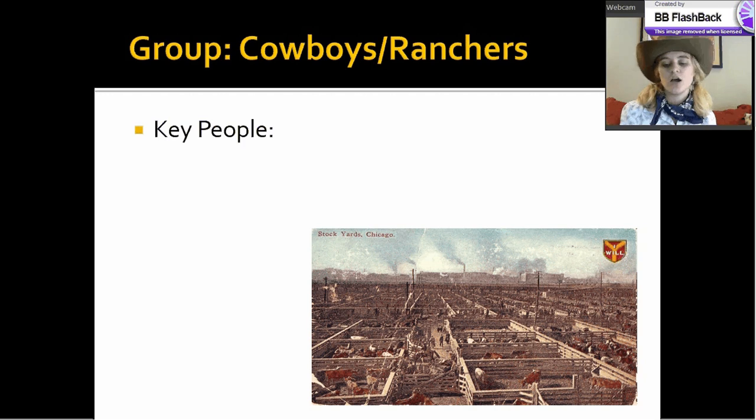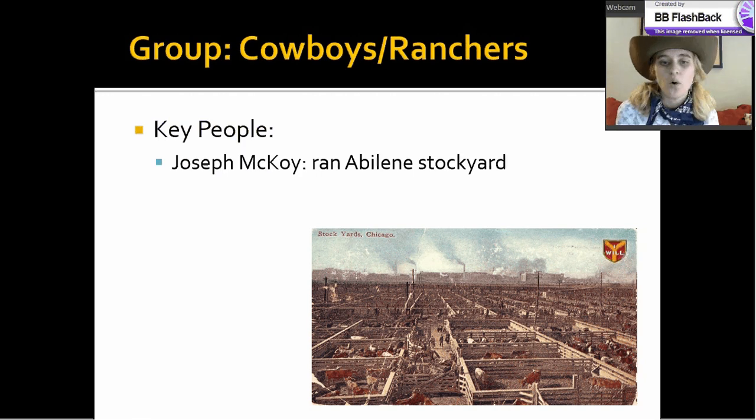So the first person that I want to mention to you is Joseph McCoy. He ran the stockyard in Abilene. So basically what they would do is they'd take their cows to the stockyard, and Joseph, or whoever was in charge of whatever stockyard they went to, would pay out per head of cattle, okay? So you may have this image in your head of the Wild West. This is actually where this comes from.